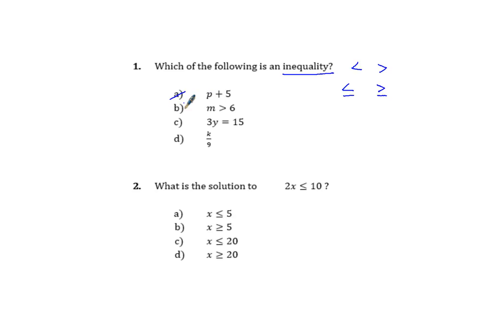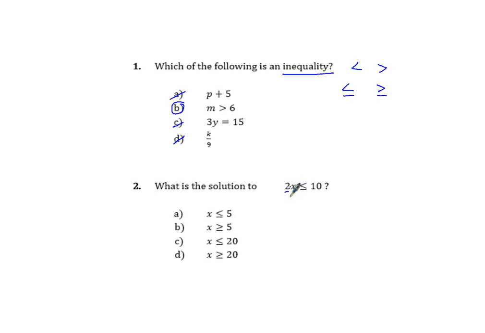That's an inequality. It has that greater than sign. C has an equal sign. That's an equation, not an inequality. And this is k divided by 9. That's just an expression. We don't want that. So our answer there is B. And in number 2, it says, what is the solution to 2x is less than or equal to 10? So remember, our goal is to get x by itself. Right now we have 2x, that's 2 times x.